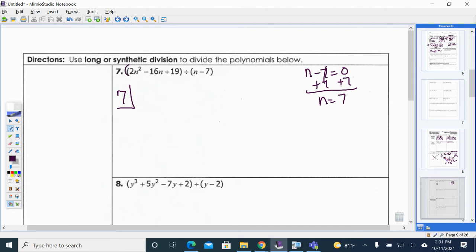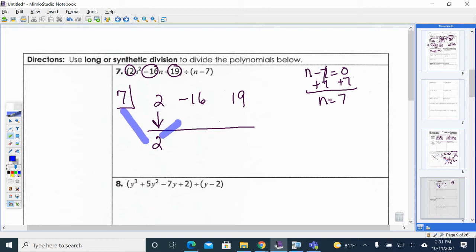So then we're going to bring down our coefficients, which is a 2, a negative 16, and a 19. Skip a little space, draw a line. Always bring the first term down below the line. Then you can start multiplying. So again, we're going to multiply, put the answer above the line. 7 times 2 is 14, and then add negative 16 plus 14 is negative 2. Repeat. Multiply 7 times negative 2 and move that up.